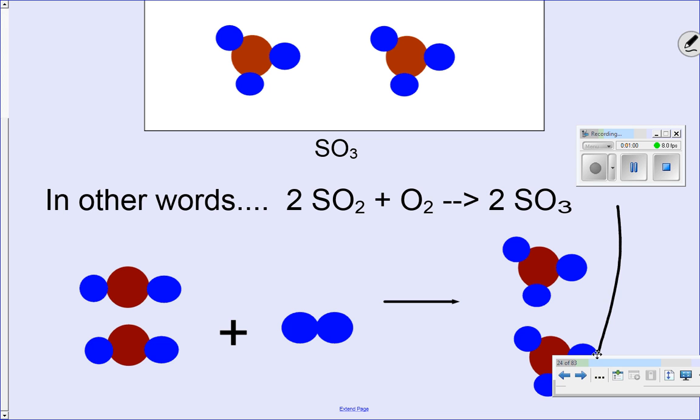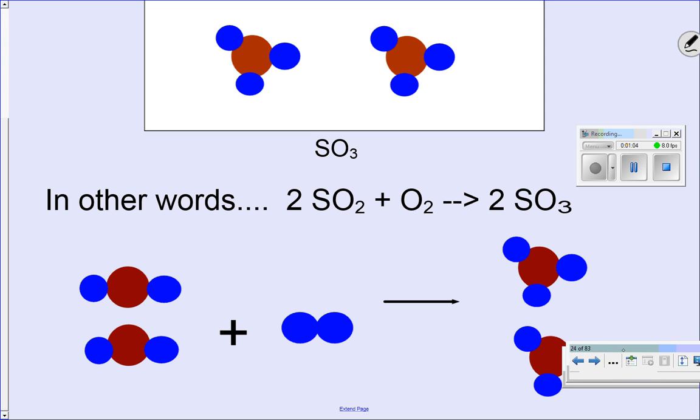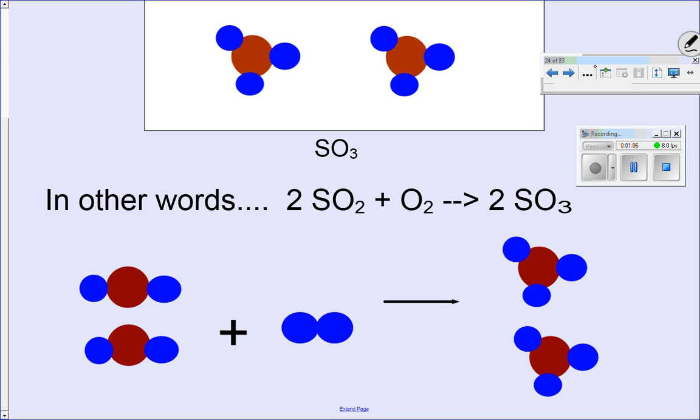You can see that reaction drawn out for you right here. And keep in mind, because of balancing, that's why we've got some of the coefficients that we do. So we start with 2 sulfurs, we end with 2 sulfurs. We have 1, 2, 3, 4, 5, 6 oxygens going in and 6 oxygens coming out.